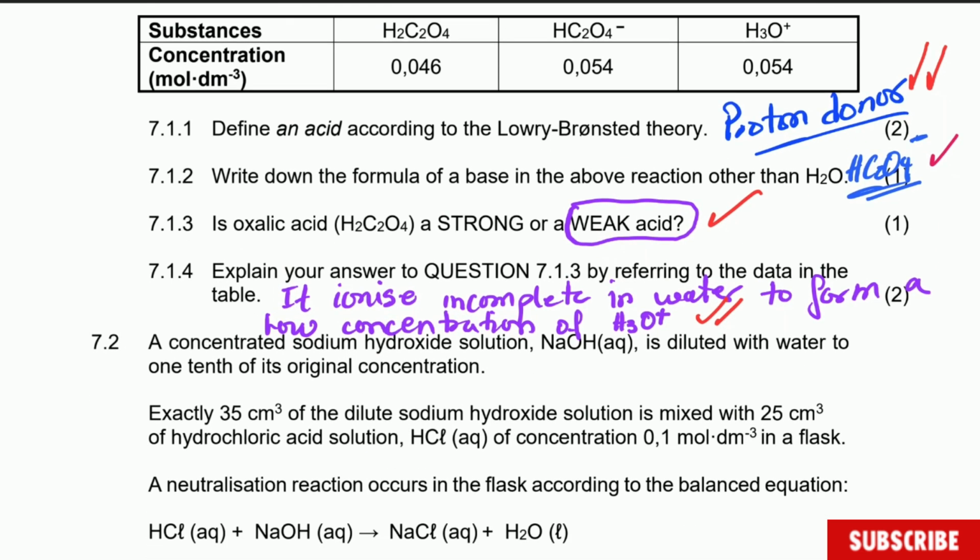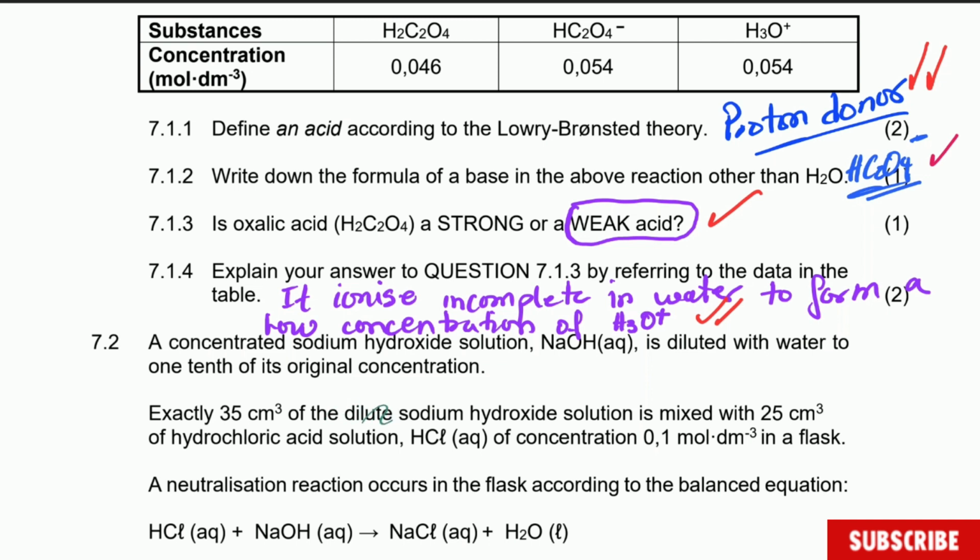A concentrated sodium hydroxide solution is diluted with water to 1/10 of its original concentration. Now we are in a new question. Exactly 35 cubic centimeters of dilute sodium hydroxide solution is mixed with 25 cubic centimeters of hydrochloric acid solution of concentration 0.1 mole per cubic decimeter in a flask.